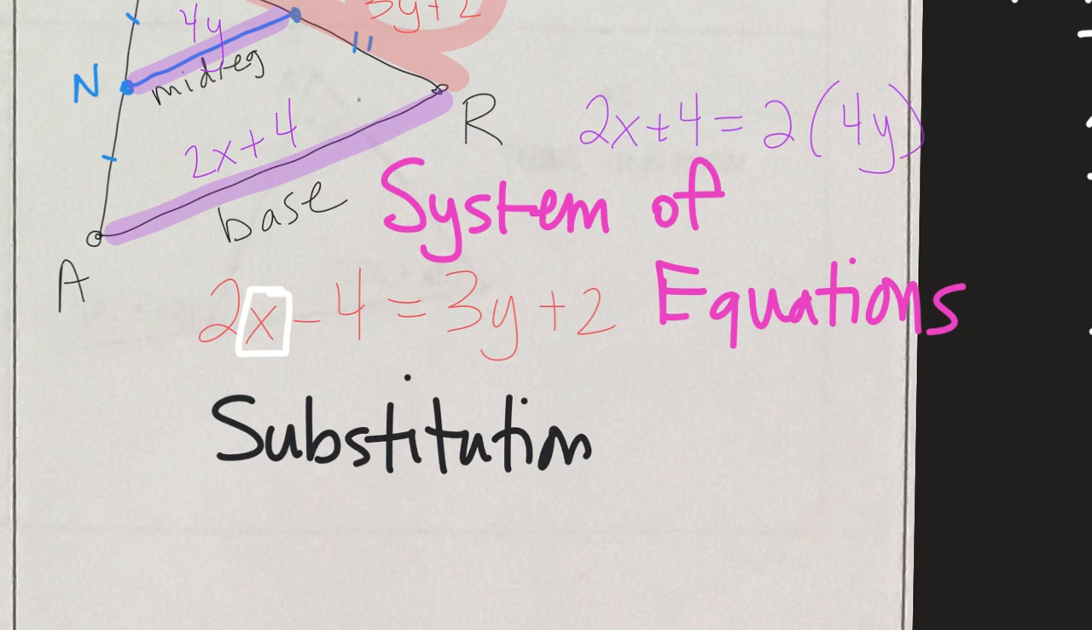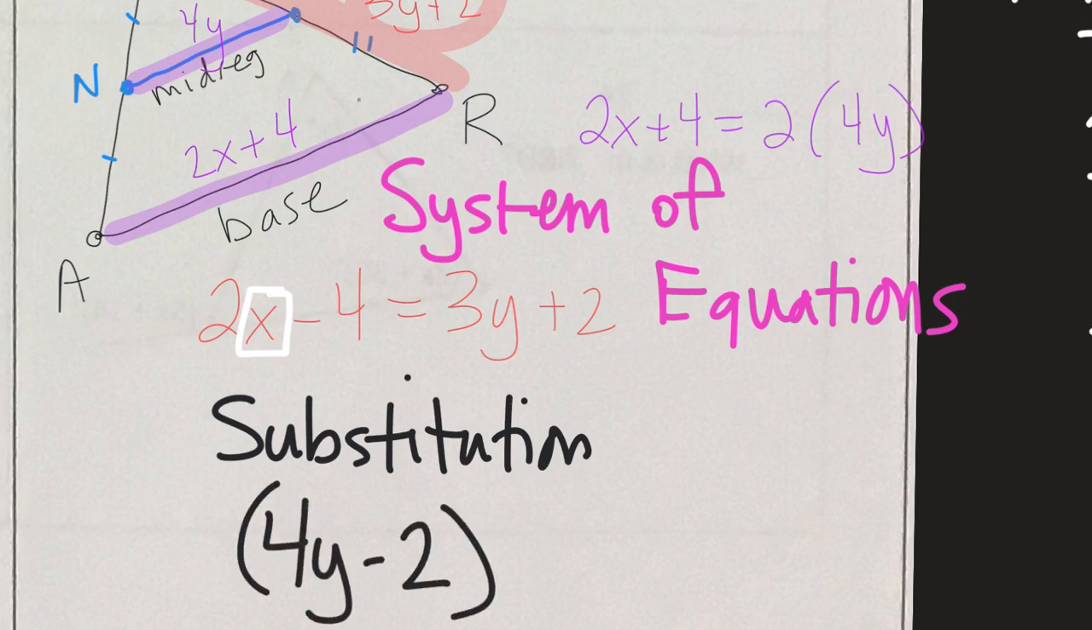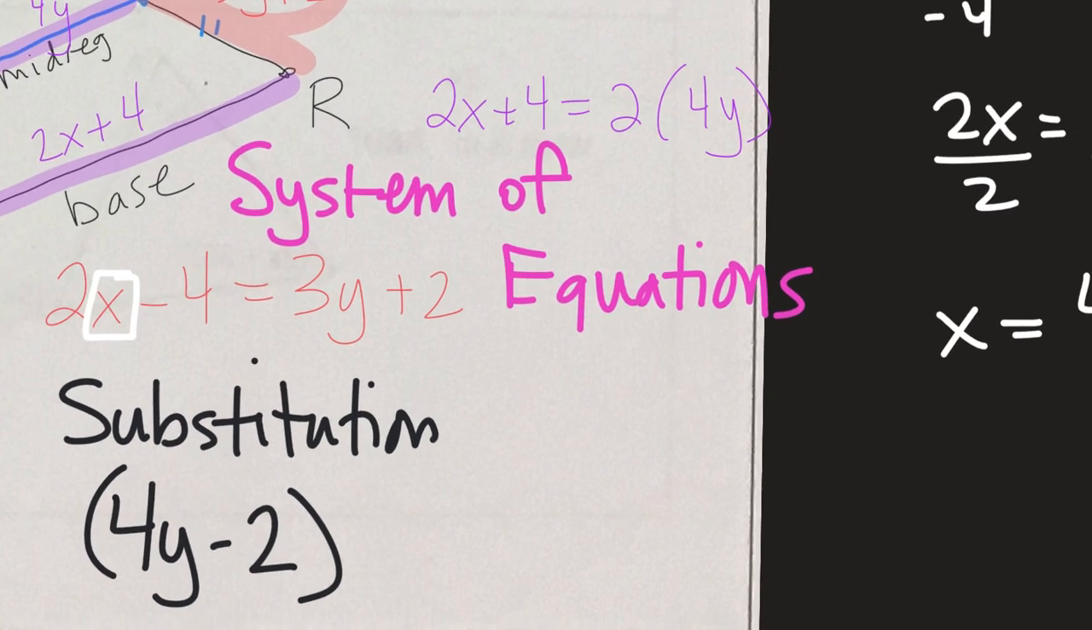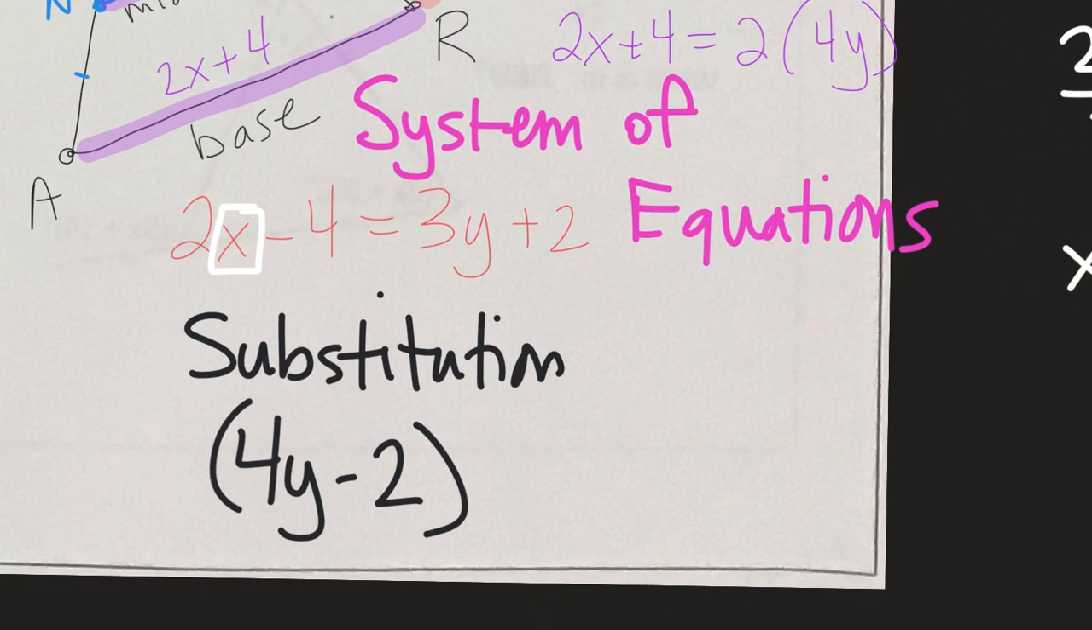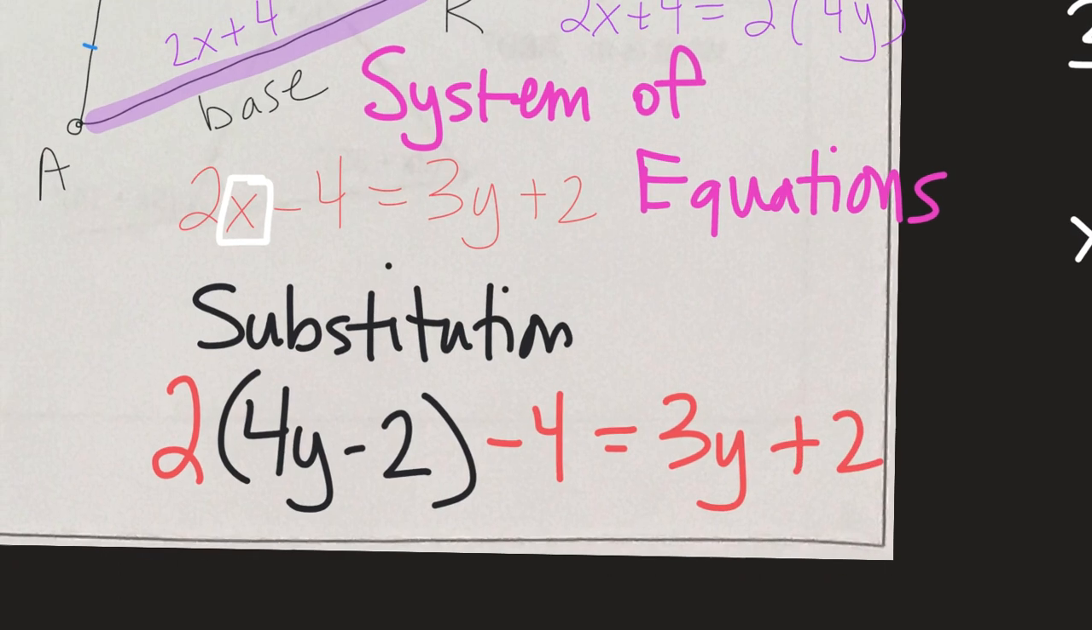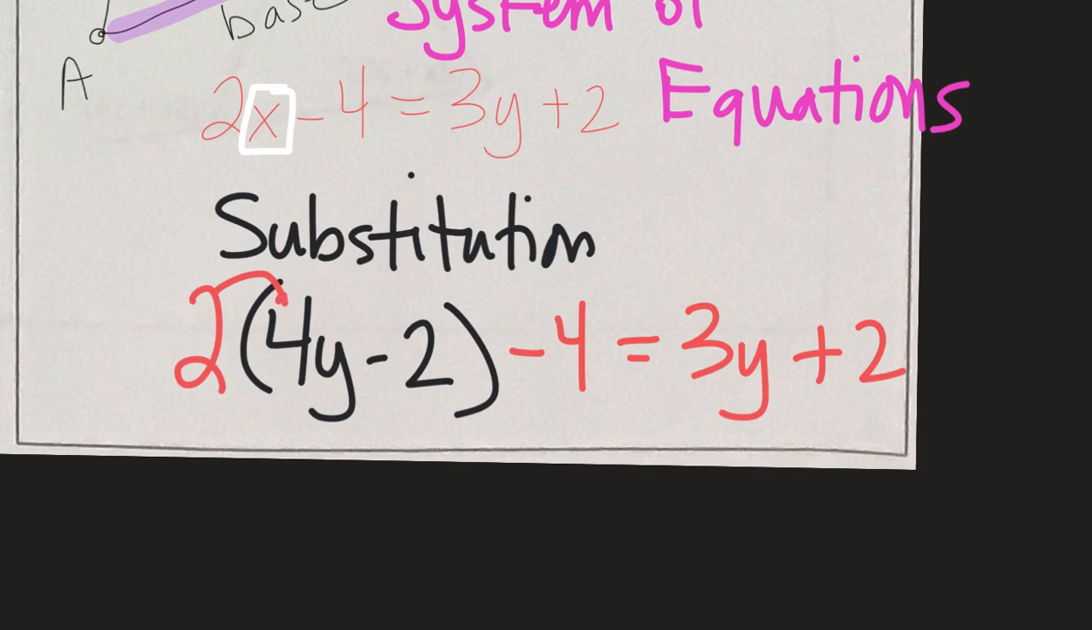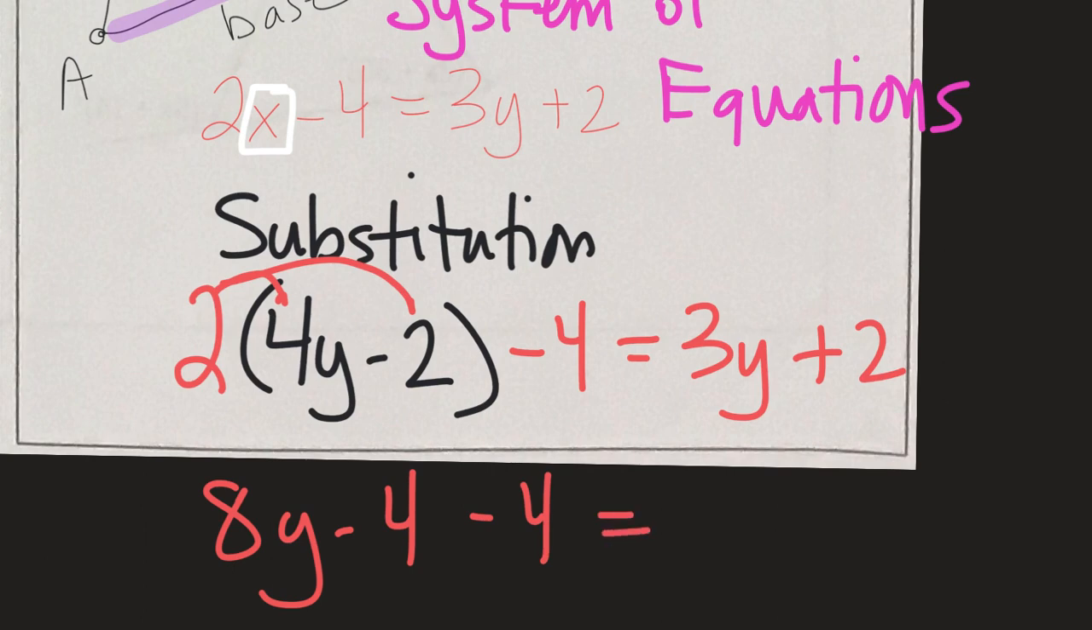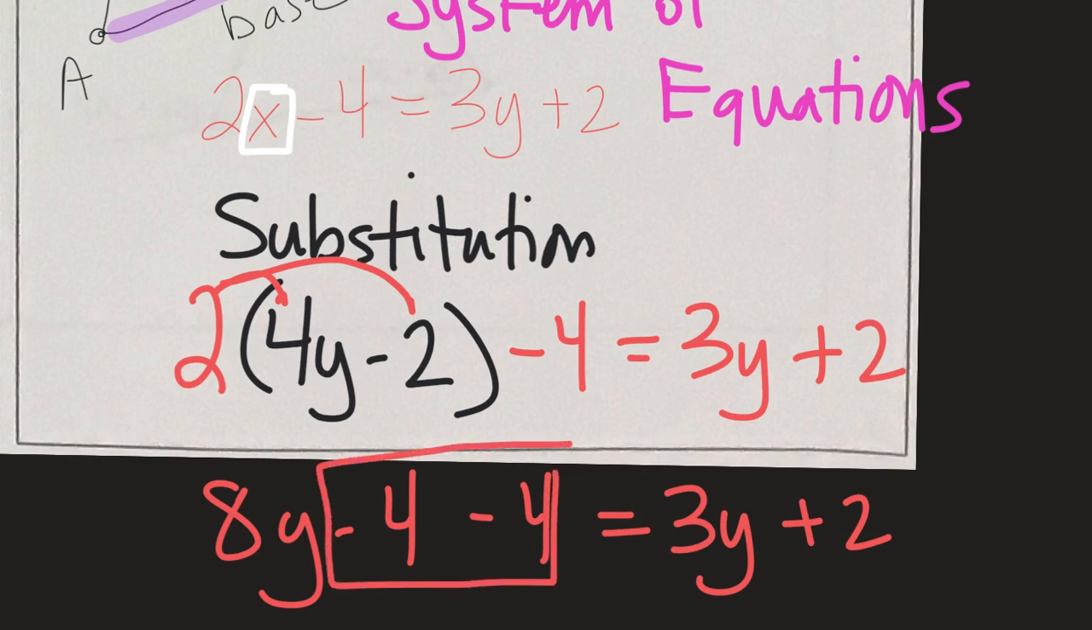I'm going to change colors because we can't really see that one very well. 4y minus 2. All right, that is what x equals. Yes, let me check. Yes, x equals 4y minus 2. So I'm going to substitute 4y minus 2 into my other equation. Now I have one variable, and I can solve this equation. Hopefully I'm okay at my solving skills. So let's see. I distribute first: 8y minus 4 minus another 4. And so now I have some like terms. Minus 4 and minus 4 is minus 8.